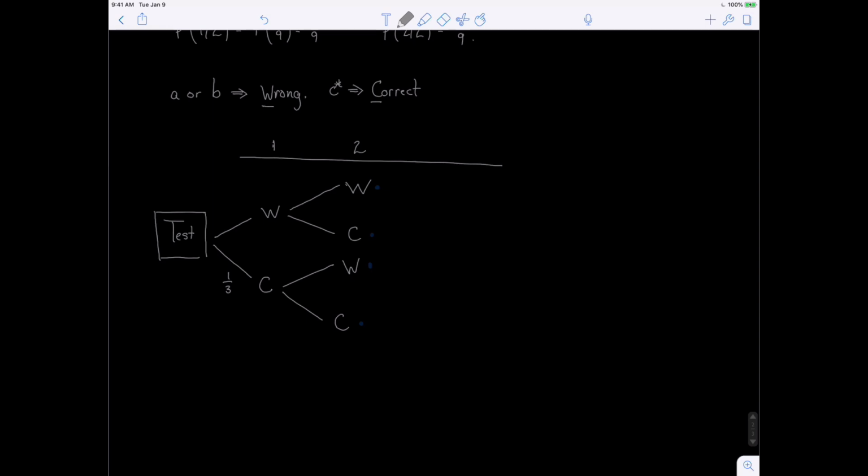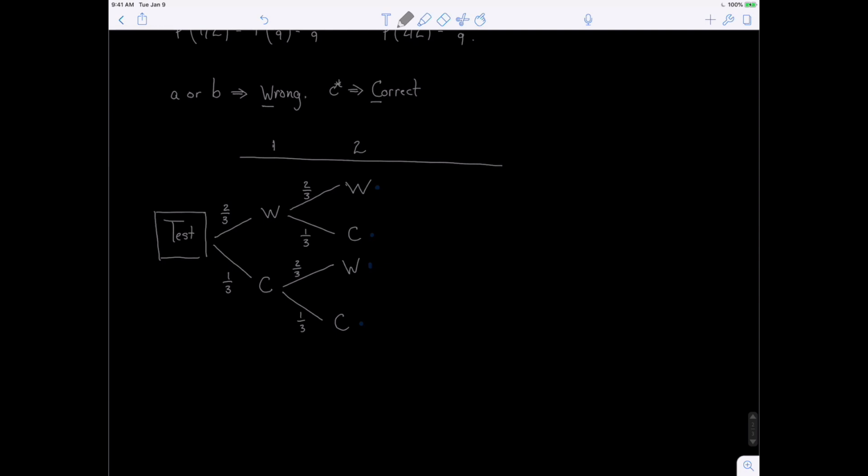But now, let's put the probabilities back. The probability of getting it wrong wasn't 1/3, it was 2/3. And the probability on the second question of getting it wrong as well was 2/3. You could either get it wrong with an A or a B. The probability of being correct was 1/3. Again, the probability of being wrong on the second question was 2 out of 3. The probability of being correct is 1 out of 3.